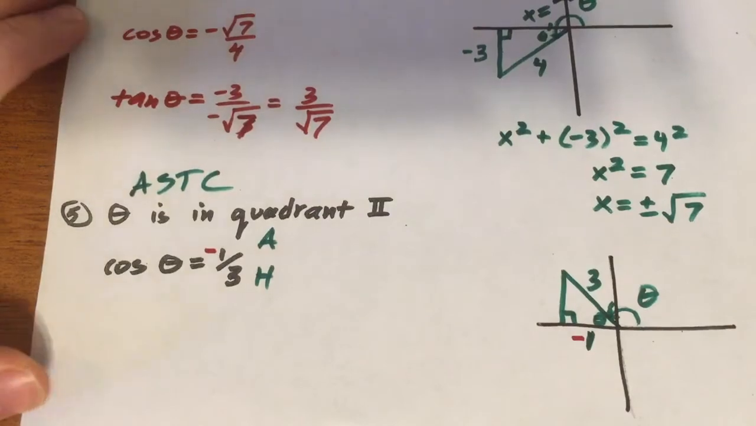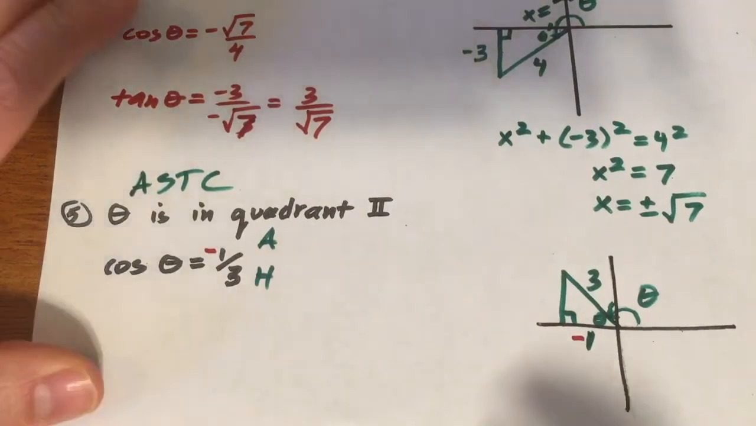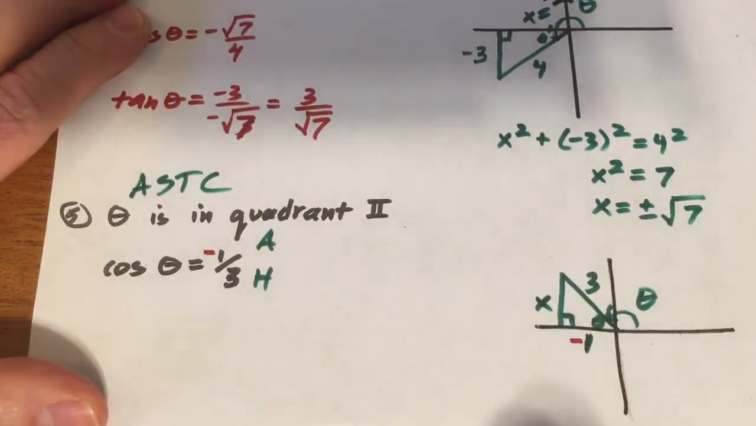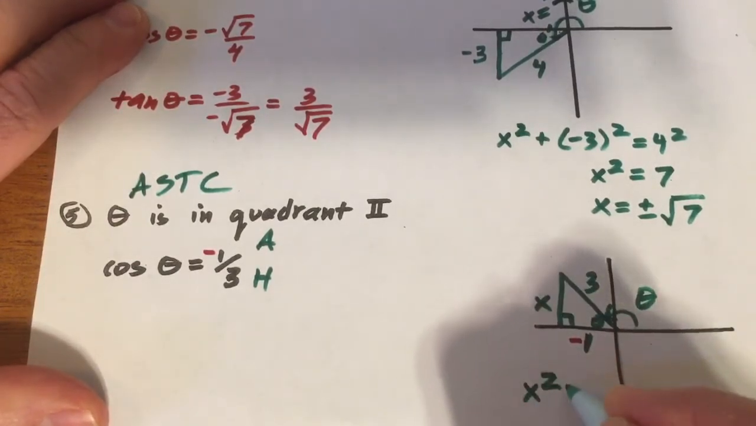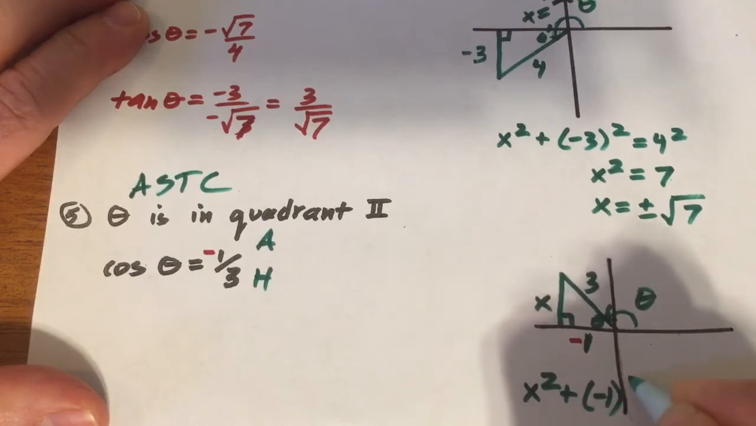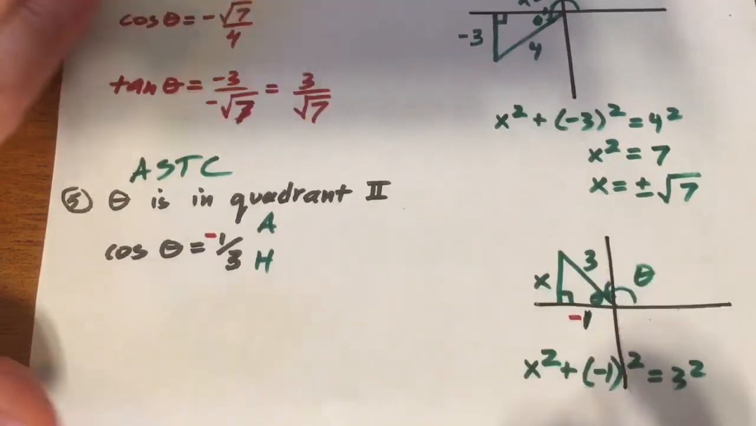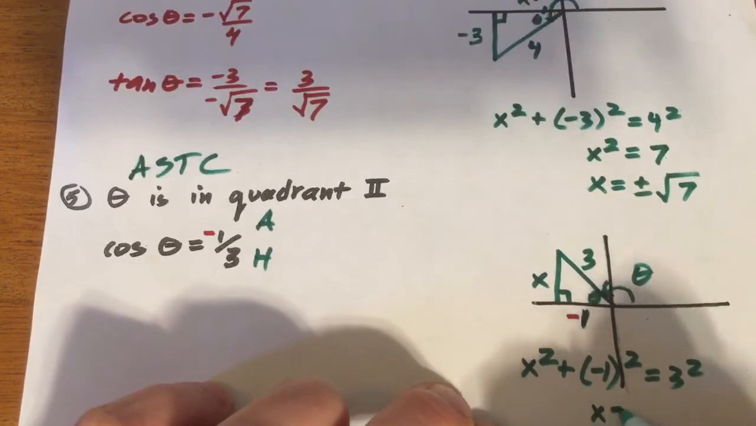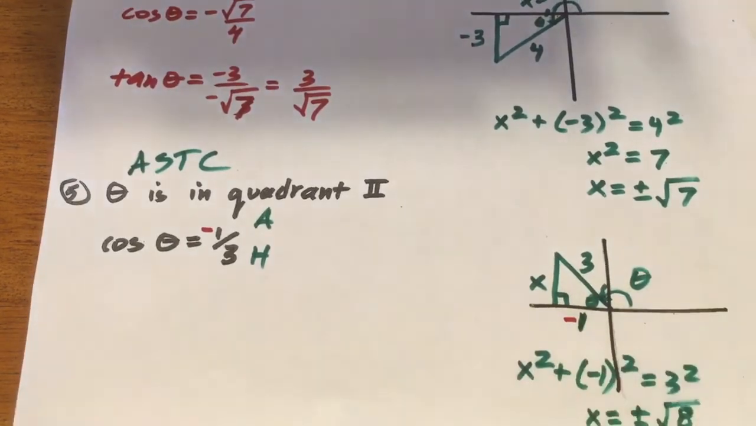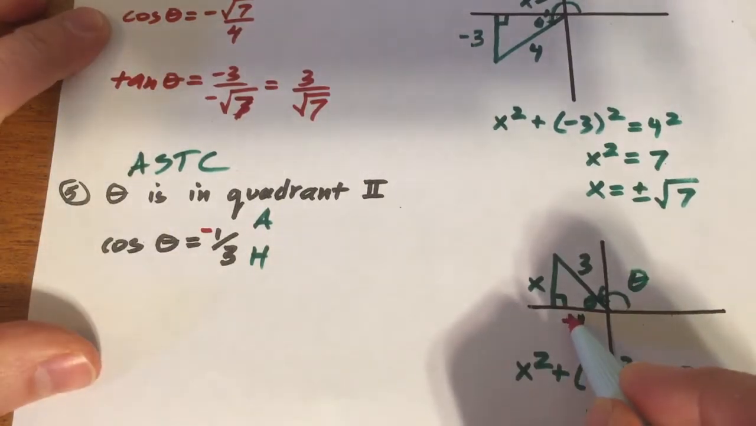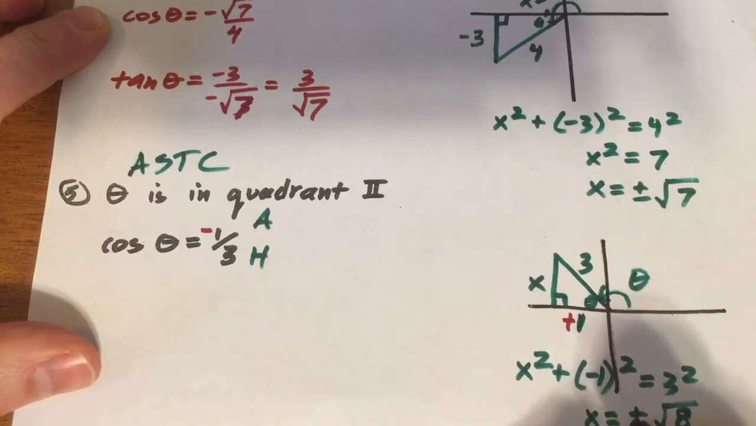Now, let's go ahead and figure out the third side of the triangle. If we do our Pythagorean theorem, we can say a squared plus b squared is c squared. So x squared plus negative 1 squared equals 3 squared. And when we solve it, we're going to end up getting x is equal to plus or minus square root of 8. Now, here's the alternative method that I want to give you. The alternative method goes like this. You can ignore the signs and make these all positive.